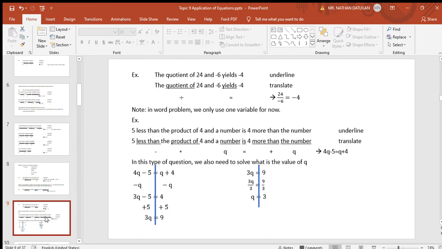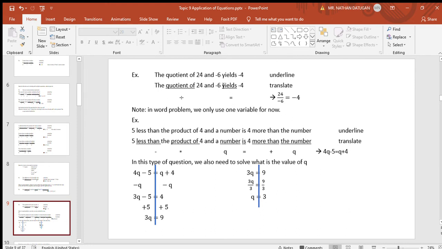So let's have another one. The product of 24 and negative 6 yields negative 4. Again, underline. Quotient of and yields. Quotient of is division. And yields: first thing first, translate the equal sign first. Yields is your equal sign. Don't translate anything yet. My bad on that.